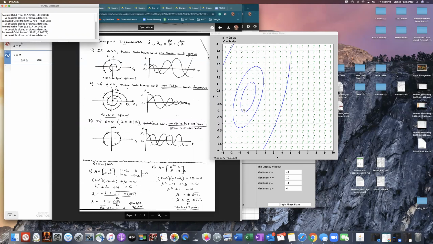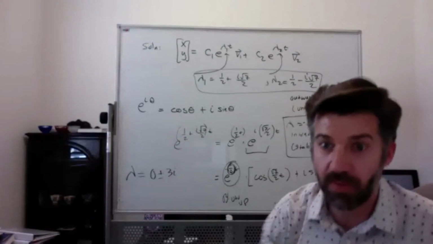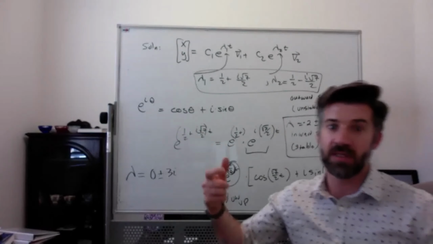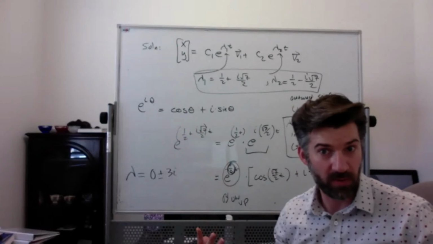And that's pretty much the list of the 6 things that can happen. If your eigenvalues are real, if they're both positive, it's a source. If they're both negative, it's a sink. If one's positive, one's negative, it's a saddle. And then if your eigenvalues are complex, if the real part's positive, you have an outward spiral. If the real part's negative, you have an inward spiral. And if the real part's 0, you have a neutral spiral.